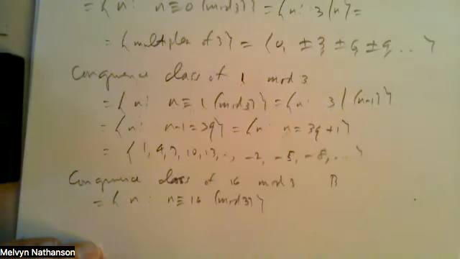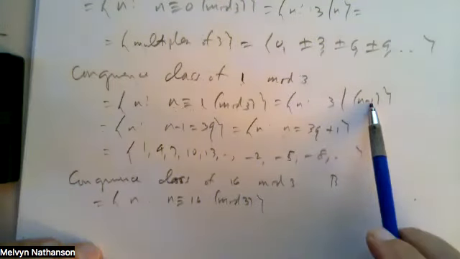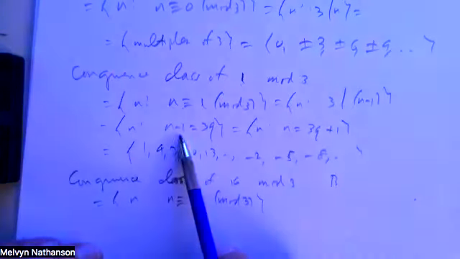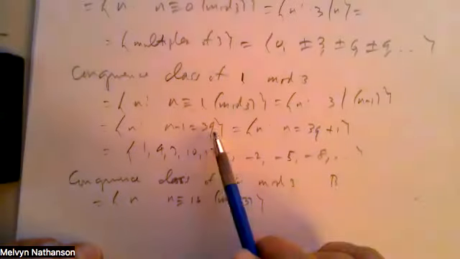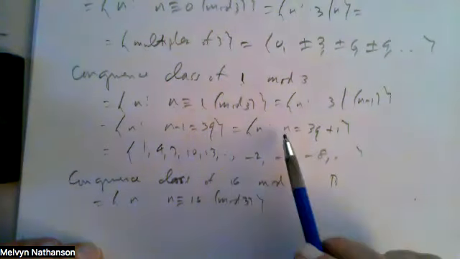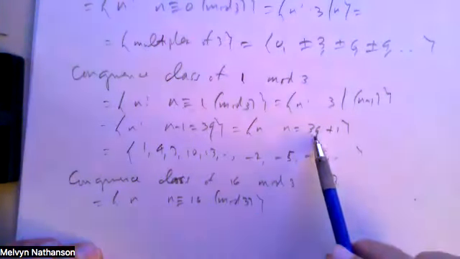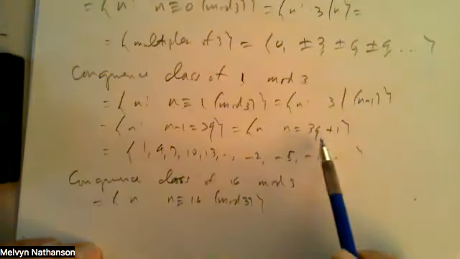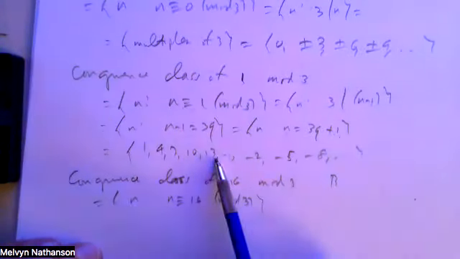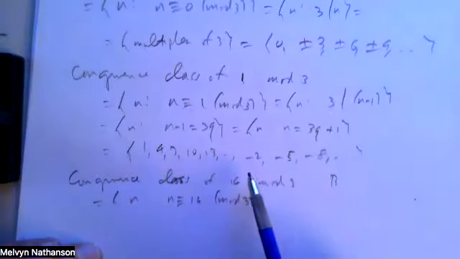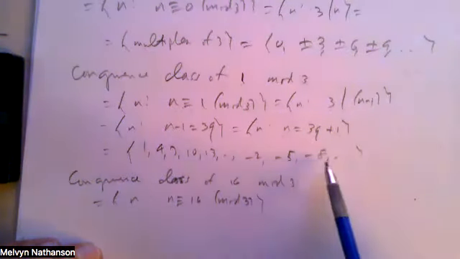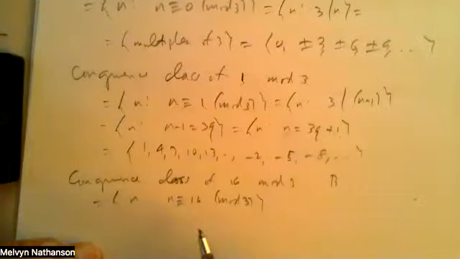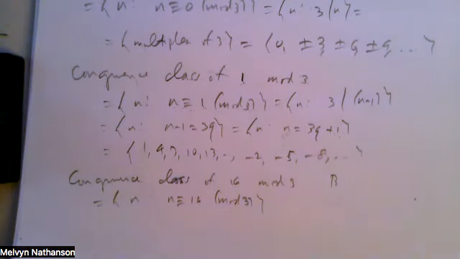So 3 divides n-1 means n-1 is 3 times some number q. So n is a number of the form 3q plus 1. And what are the numbers of the form 3q plus 1? 1, 4, 7, 10, 13, and so on forever, going to plus infinity, and -2, -5, -8, and so forth, going to minus infinity.